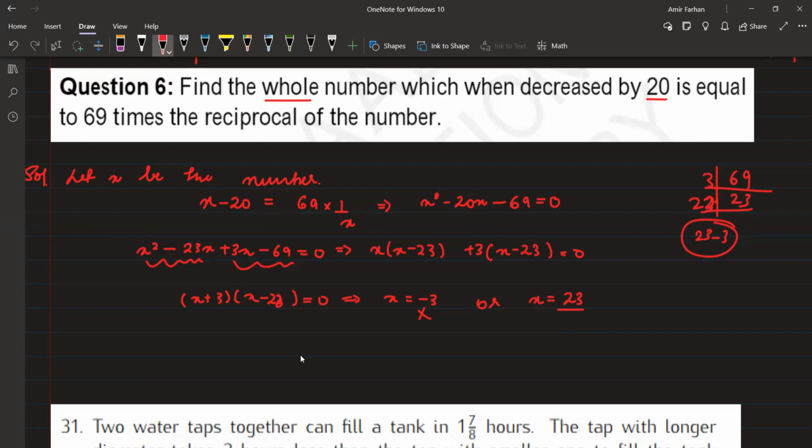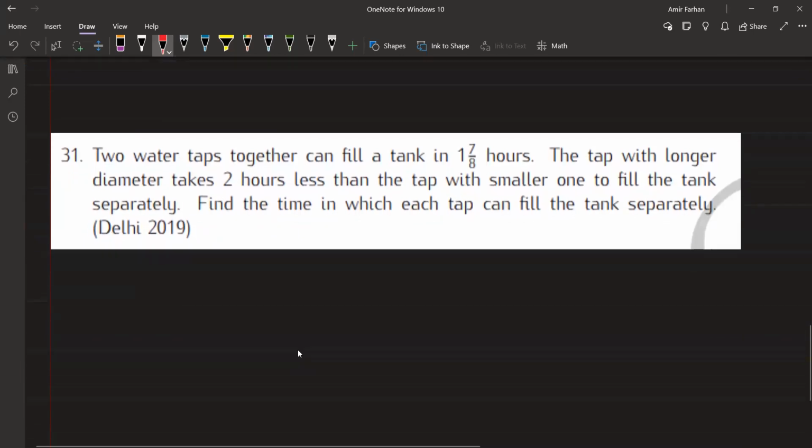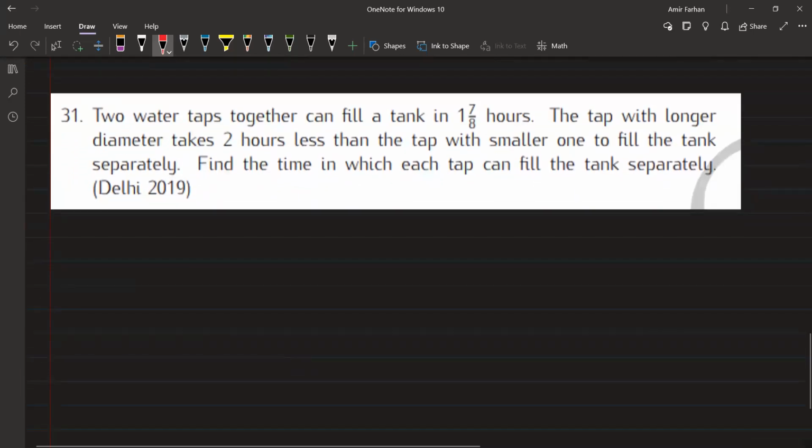Yes. Okay, so do this question. Try to do this question: two taps can fill a tank in 1 into 7 by 8 hours. The tap with longer diameter takes 2 hours less than the tap with smaller one to fill. Find the time in which each tap can fill the tank separately. This is a PYQ question, Delhi 2019. You can see this. So it means there is a high possibility, because it's a very recent question, not a very old question like 2007 or 8. So chances are there. Solve this one or at least try. I just wanted you to try at least first.